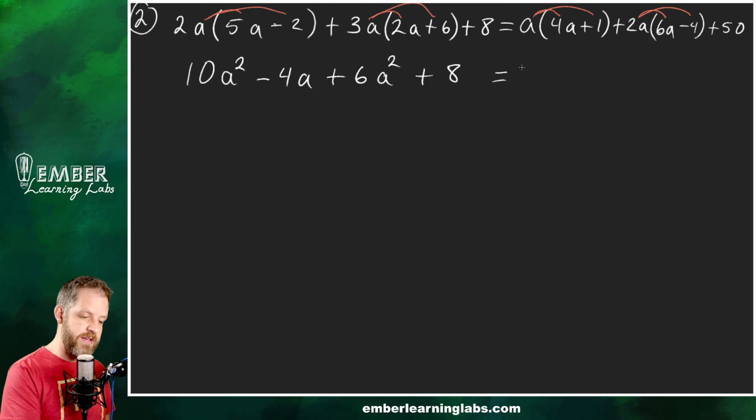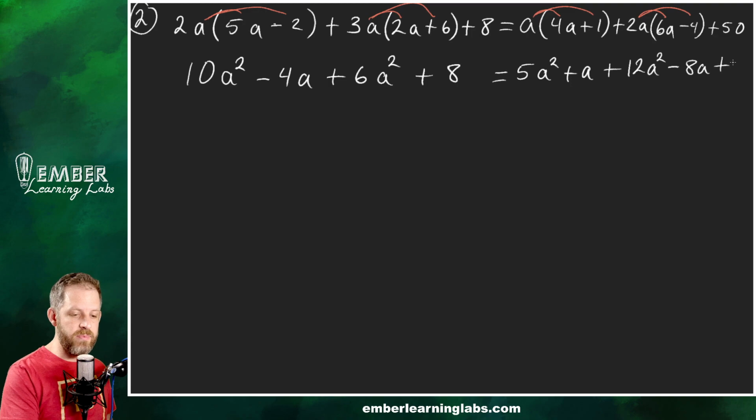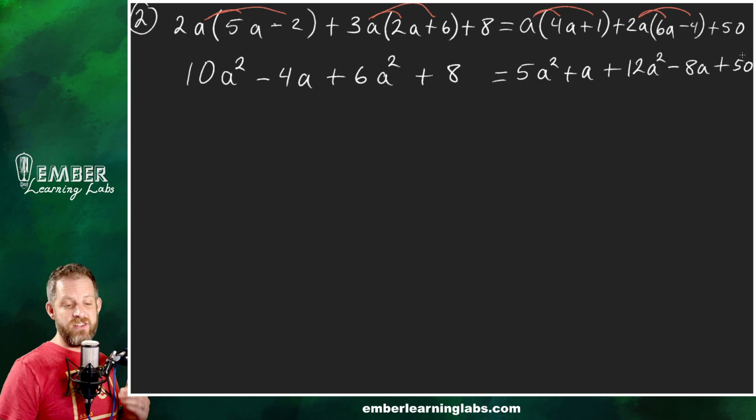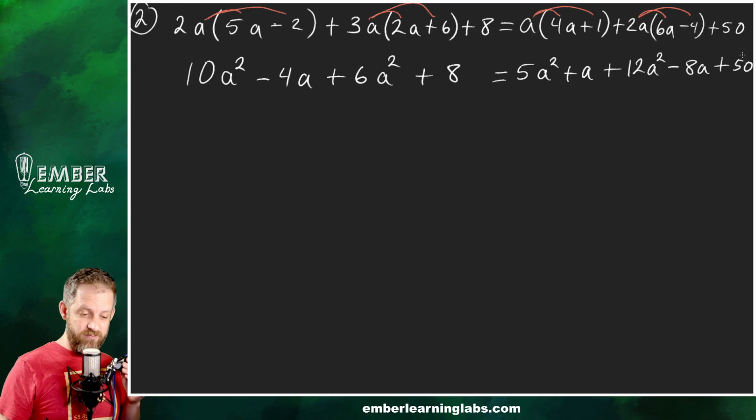A times 4a is 5a squared. 1 times a is a. 2a times 6a is 12a squared. 2a times negative 4 is negative 8a. Make sure you bring down the plus 50. The biggest thing on a problem like this, the biggest trick is just keeping it organized, because the math is pretty easy. We can multiply 2 times 6. We can do that all day. That's no big deal, right?